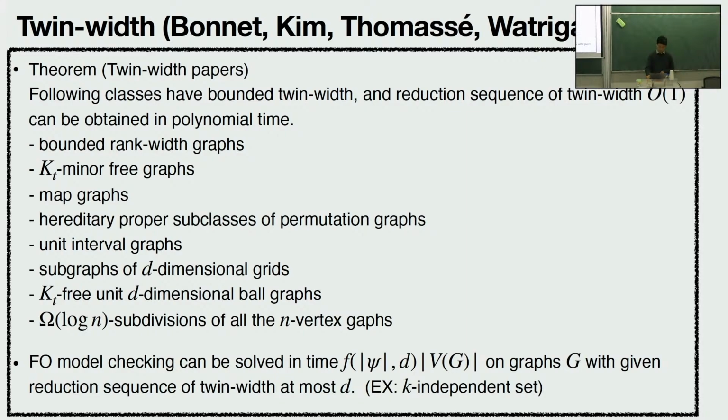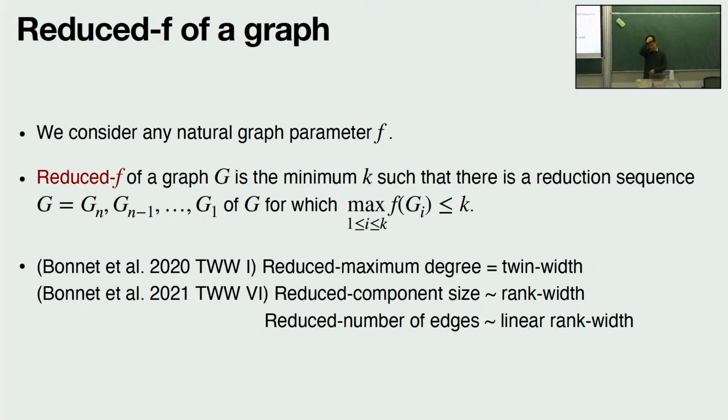Yeah, and we try to generalize the concept of twin-width to a general function. You imagine the twin-width definition: we focus on the red degree of the graph in the reduction sequence, right? So what if we replace this maximum red degree with some other graph parameter for red graphs? We consider any natural graph parameter f, and then we define reduced f as the minimum k such that there is a reduction sequence for which the maximum of f of G_i is at most k. So in this world, the reduced maximum degree is just equal to twin-width.